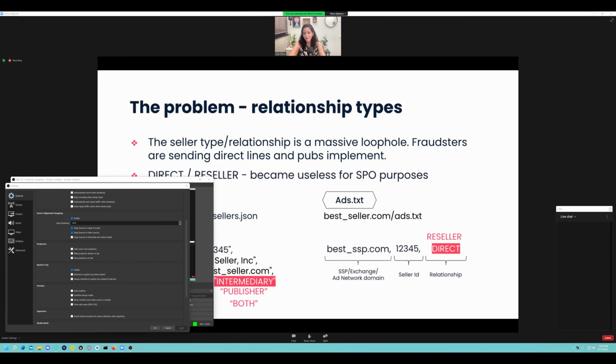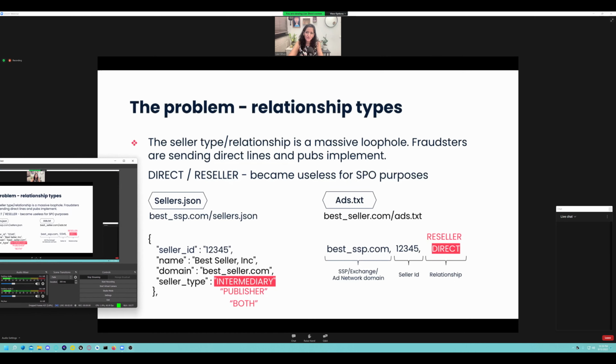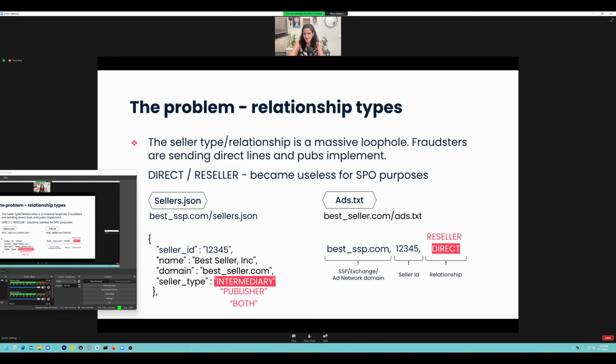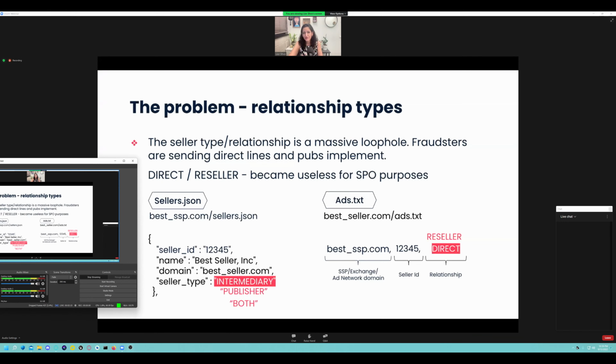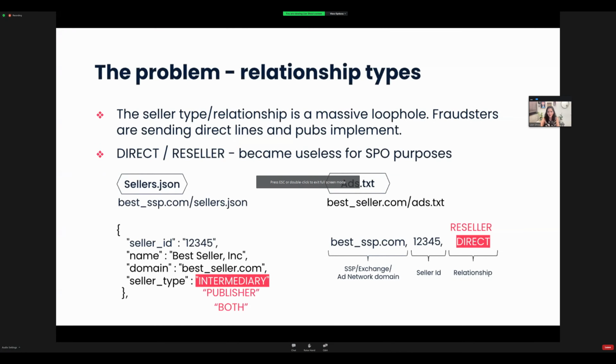And what happened is that this direct/reseller field, which was supposed to be a very important field for SPO, became useless because of all those wrong entries, and because of publishers implementing direct Ads.txt lines without even knowing that they were not supposed to be direct, they were supposed to be resellers. From the buy-side perspective, they couldn't find the shortest path to the inventory. They couldn't understand exactly who they are buying from and what the relationship is. And that became a huge problem.